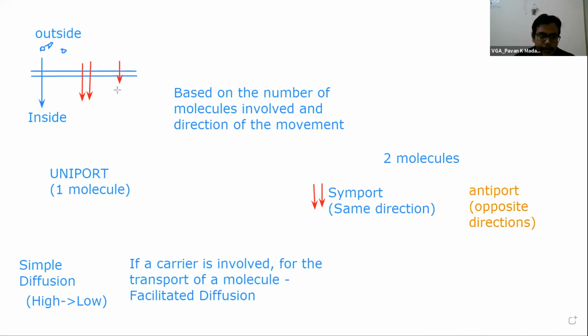And in this case, one molecule is coming inside and one molecule is going outside. So this is called antiport. The same thing applies in these cases also: if there is involvement of energy, that is called active. If energy is not required, that is called passive. So this is based on the number of molecules and the direction of the movement.